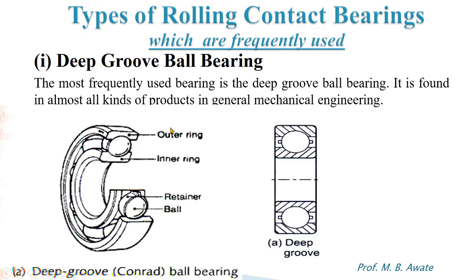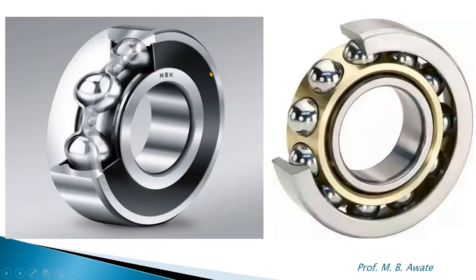Now we will see some more figures of deep groove ball bearing. This is the figure of deep groove ball bearing here. Inner race, outer race, rolling element, and cage or retainer that you can see. Okay, so this is a deep groove ball bearing.